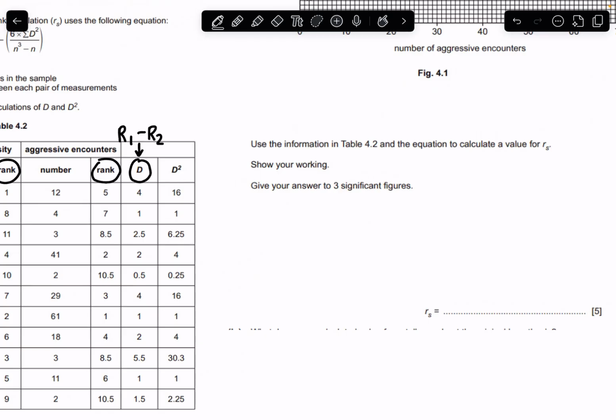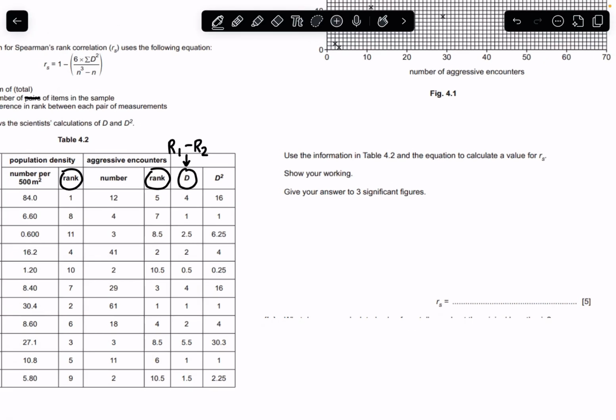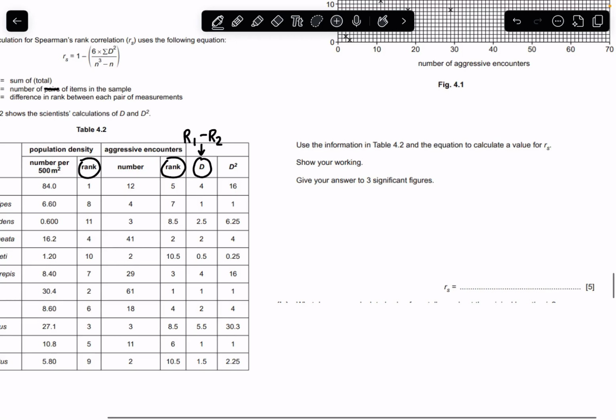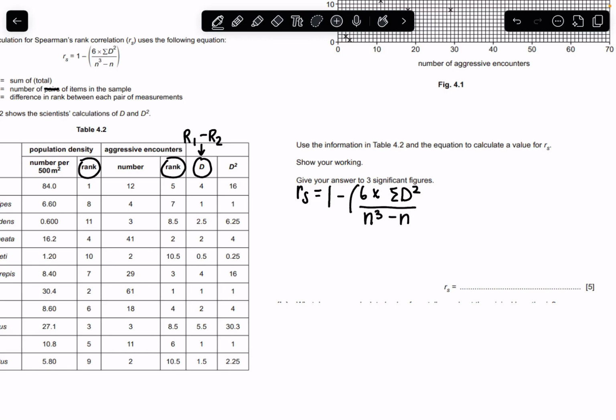Use the information in table 4.2, that's the table we were just looking at, and the equation to calculate a value for RS, which is going to be our Spearman's rank correlation. Show your working and state your answer to 3 significant figures. So first, I'm just going to pull my equation, just like you would do when you're taking your test, so you remember where all the variables go.